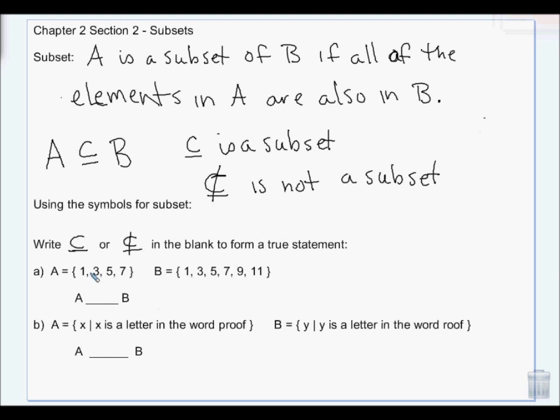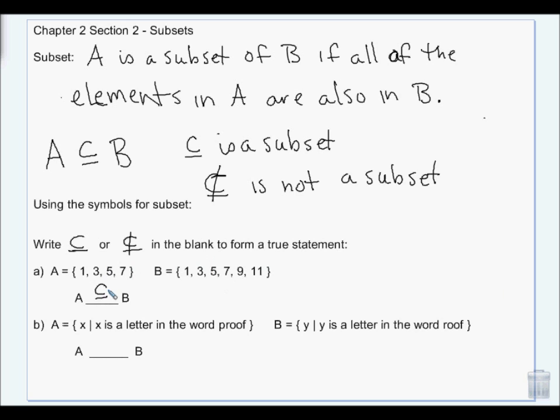We're going to decide if A is a subset of B. So I look at the elements in A. So 1 is also in B. 3 is also in B. 5 is in B. 7 is in B. So it is a subset. It's just if all of these numbers, and it has to be every single one. No numbers can be missing.